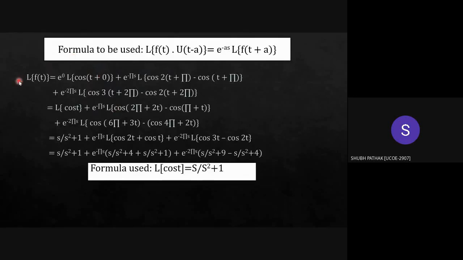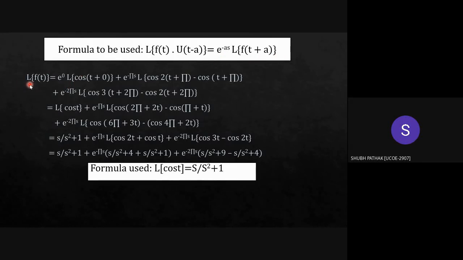So we have to use this formula, which will help us convert the unit step function into a normal standard form. The Laplace transformation of f of t into the unit step function of t minus a is equal to e raised to minus as into the Laplace transformation of f of t plus a. So now we have to put our focus on a.